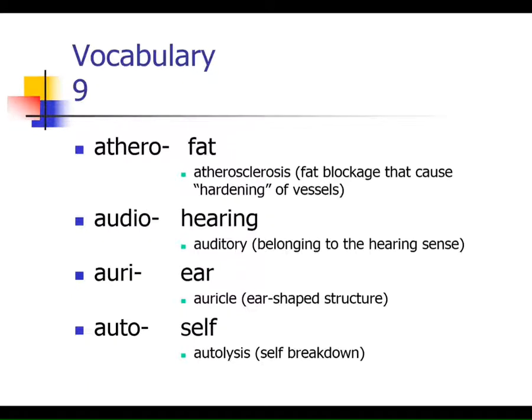Athero, atherosclerosis. Athero means fat. Sclero, hard, right? Osis, an abnormal condition. So atherosclerosis literally means an abnormal condition where there's a hardening caused by buildup of fat, right? Atherosclerosis, a major cause of cardiovascular disease.